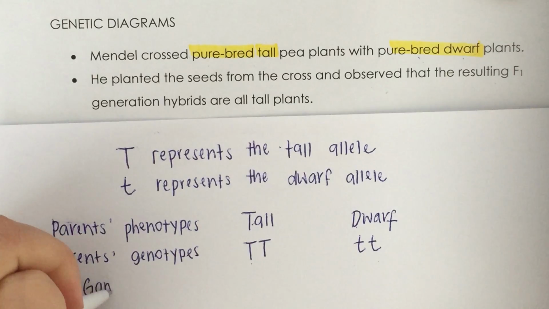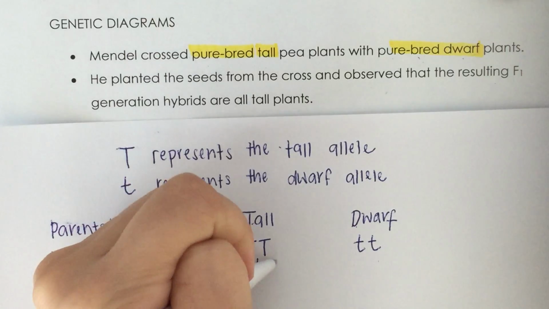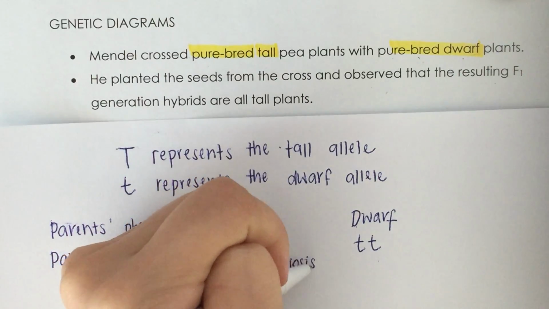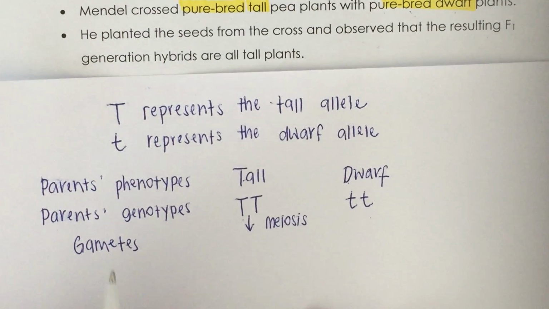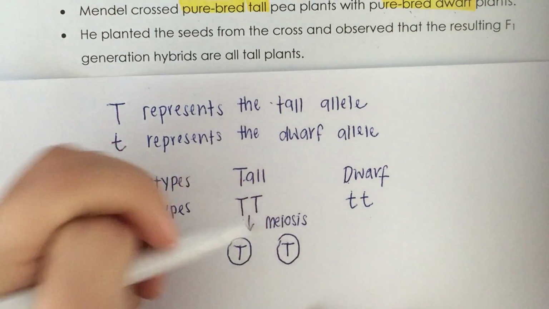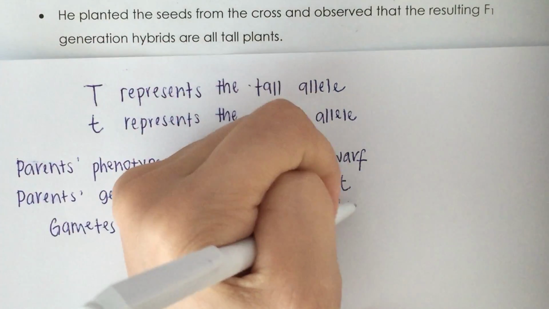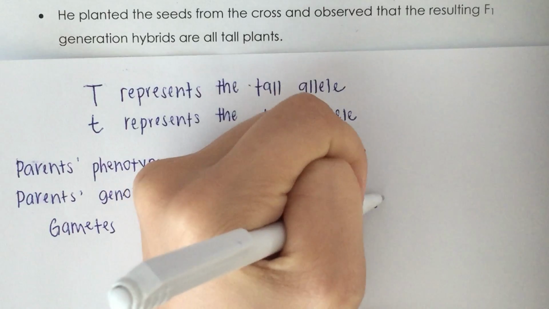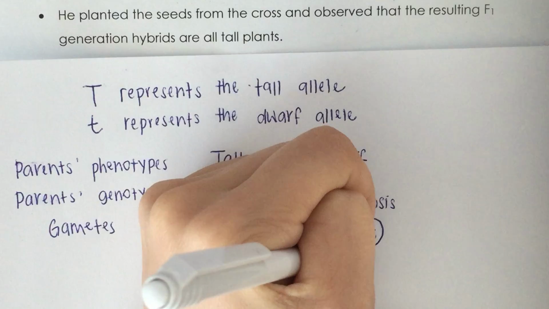Next, you need to include the gametes. Remember, after meiosis, the number of chromosomes will be halved. So gametes contain a haploid number of chromosomes. And the same goes for this. So include the word meiosis. And then you draw the gametes.